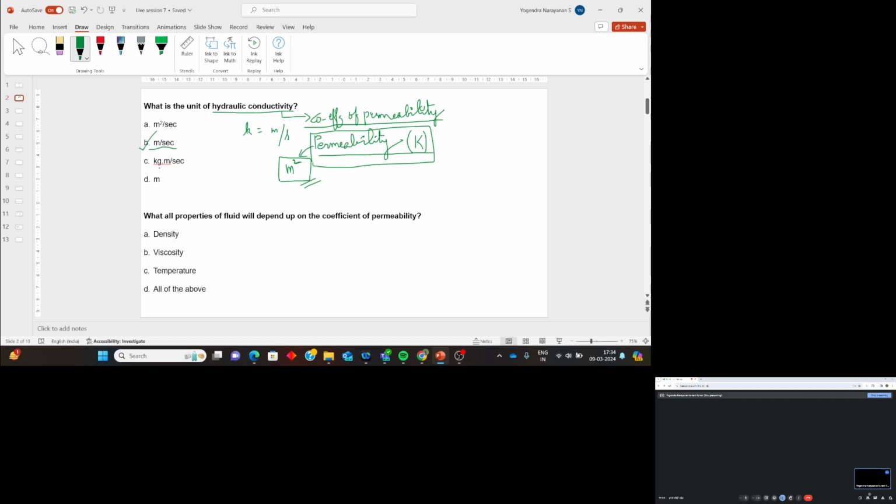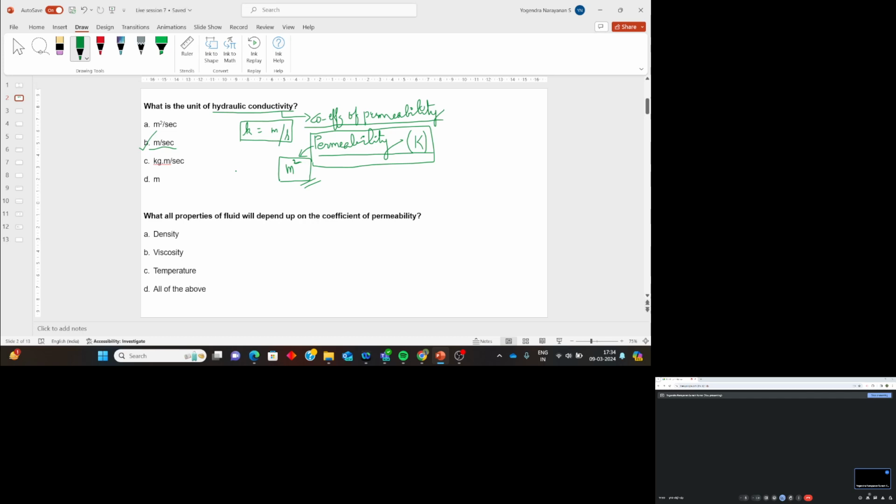Meter is obviously length, kilogram meter per second is the momentum, mass into velocity, and the last one is the force. Even though this denotes velocity, hydraulic conductivity is also the length covered in unit time by water in the porous media. Hence, hydraulic conductivity is also denoted by meter per second. I hope I am clear now. Let us move to the next question.